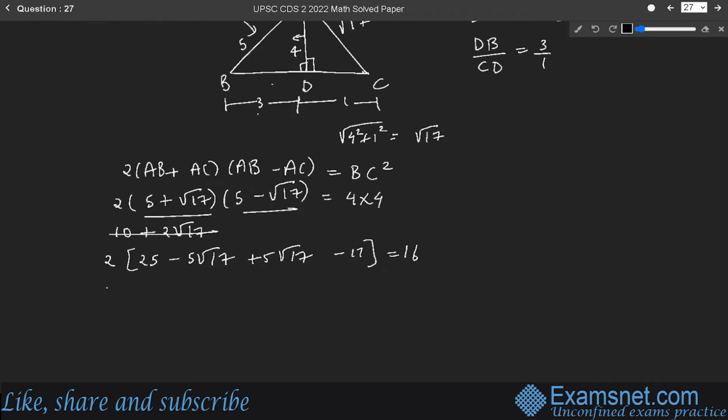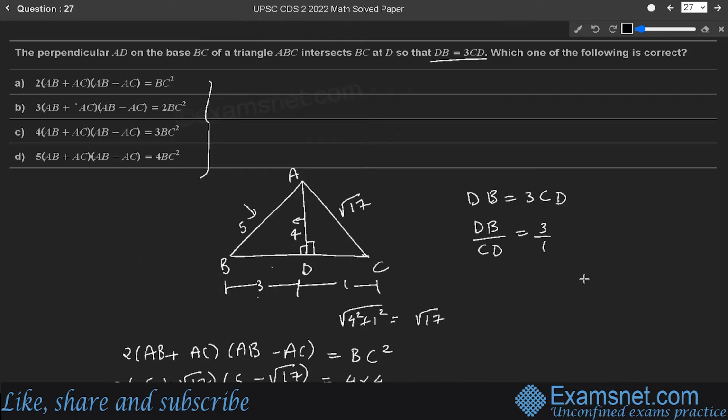On further solving, this will be 2 into, see, this plus and this minus will be cancelled. So 25 minus 17 is equal to 16. Now, in the next step, we have to do the difference. So it will be 2 into 25 minus 17, which is 8, which gives 16. So we can say that 16 is equal to 16. So the first statement is correct according to all the values. Therefore, we can say that statement 1 is correct. Therefore, option A is absolutely correct.